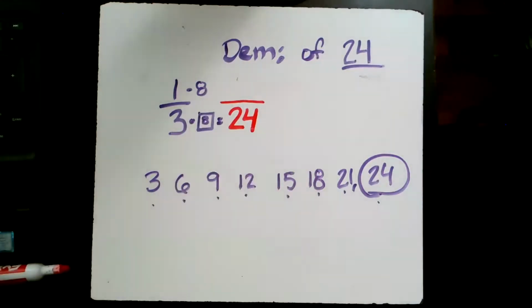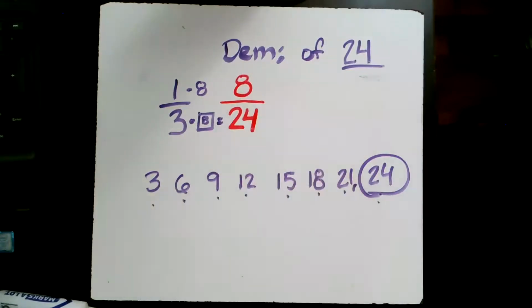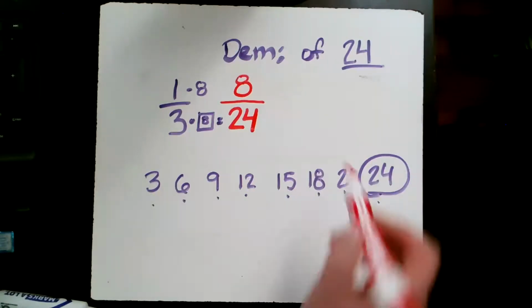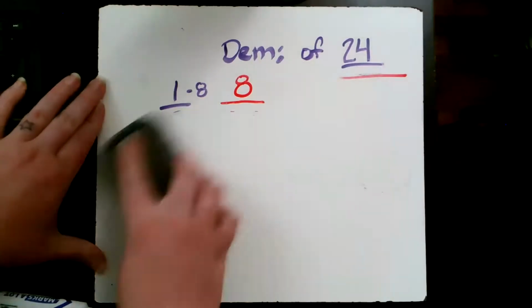So that means my new fraction is going to be 8/24. On one of your worksheets this week, they've given you your least common multiple. That's really handy and nice of them, so that's what we're going to start with. Let's look at another one.